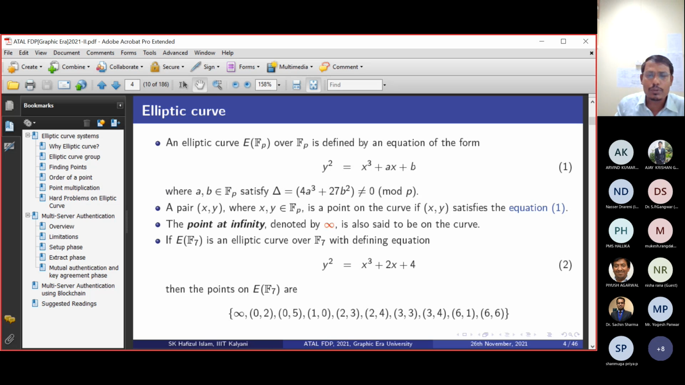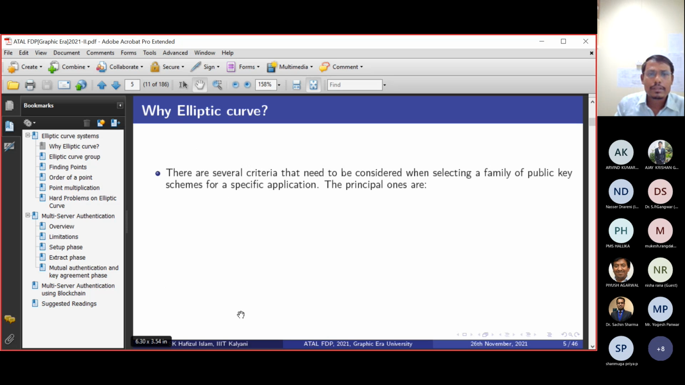Like, so this is the way you can solve this equation, and then you can get the set of elliptic curve points, right? So this is the set of elliptic curve points, and this point we will define later. So now we have a question. Why are we choosing the elliptic curve? Because we have several crypto systems based upon number theoretic applications. So why do we need the elliptic curve? What is the benefit from the elliptic curve?